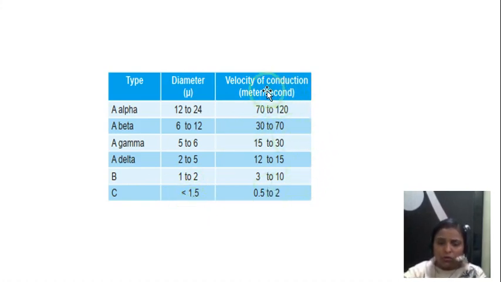According to the diameter, the conduction velocity will also vary. The largest diameter is of the A alpha fiber, so the conduction of impulse would be faster in the A alpha fiber compared to the C fiber, right? You can see this: the largest the diameter, the largest the conduction. The smallest the diameter, the smallest the conduction. And only type C fibers are non-myelinated. Remember that. So with this, the classification of nerve fibers is completed.